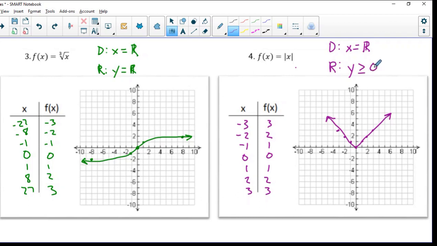All right, so that's pretty much it. These are the 4 main parent functions that I'm going to be looking at. There are others too, more than this, but these are kind of the most important ones. So in my next video, we're going to look at how we can transform these, how we can move them around the graph.